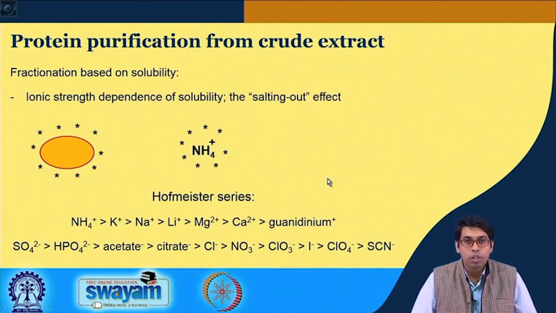Another step of purification can involve the salting out effect. So, it turns out that protein solubility changes with change in salt concentration and also depending on which salt ions are used in the solution. So, I am not going to go into the details, but there is this series called the Hofmeister series, which lists the cations and the anions, and the ions on the left hand side are the ones which are the most efficient salting out agents.